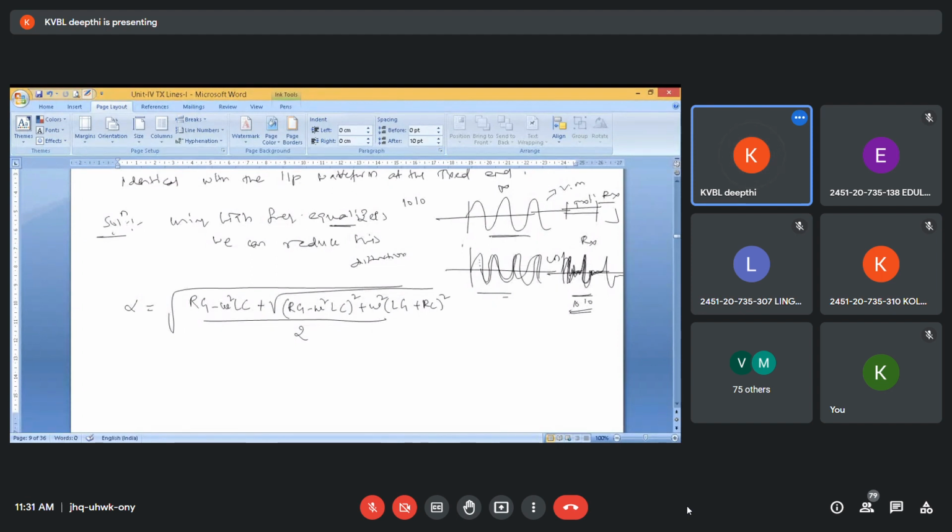Now, for a distortionless line, the alpha value should be independent of frequency, as I said and wrote earlier. Yes or no? Whenever we are talking about a distortionless line, the attenuation value should be independent of frequency. But here I am talking about the frequency distortion only. That's why we will be getting this one.